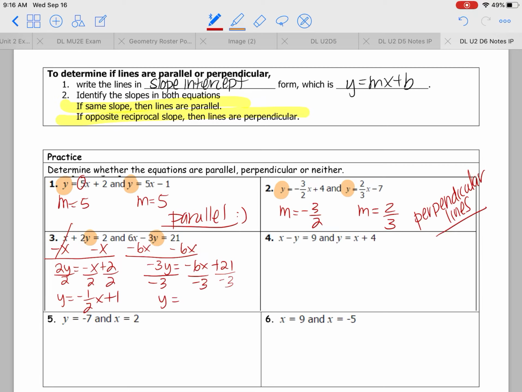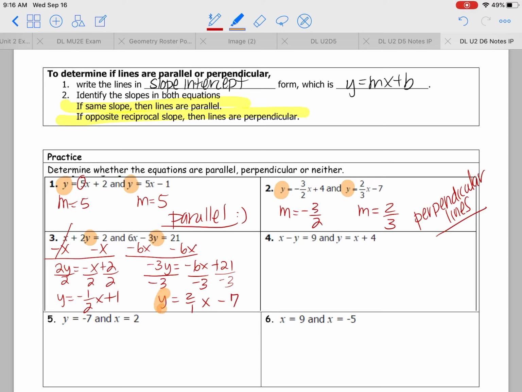Super important that you simplify. Negative 6 divided by negative 3 is going to be a positive 2 over 1, or 2. But I want to keep it as a fraction because I need to be able to see if these are parallel, perpendicular, or neither. 21 divided by negative 3, that's going to give me negative 7.